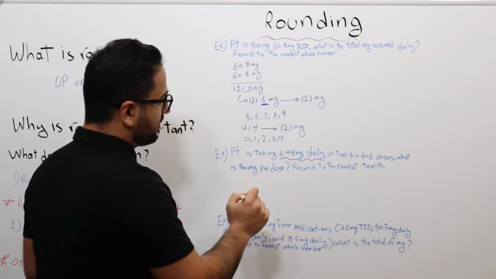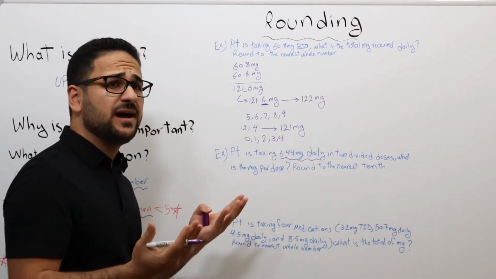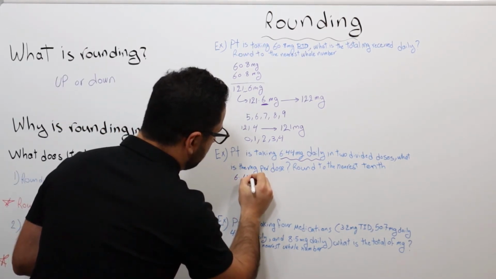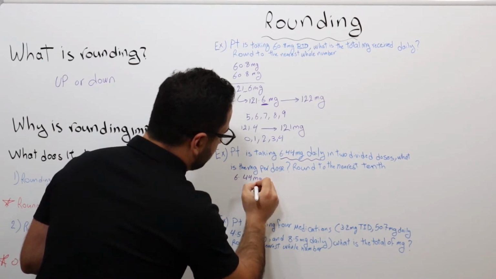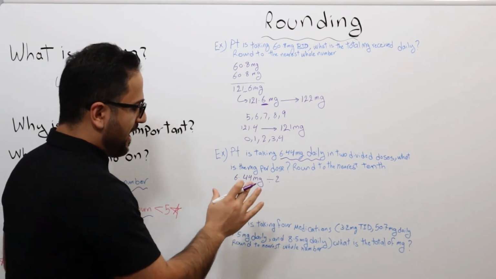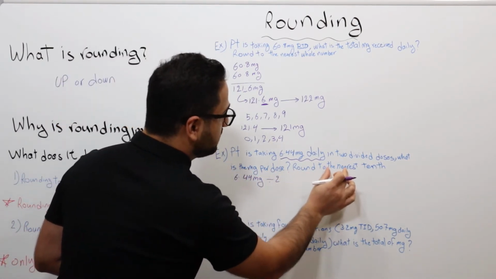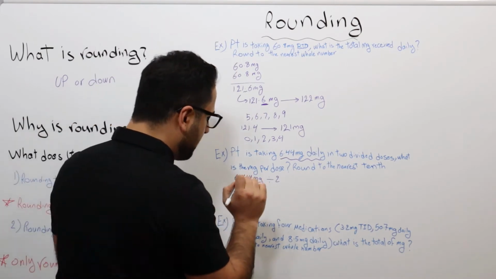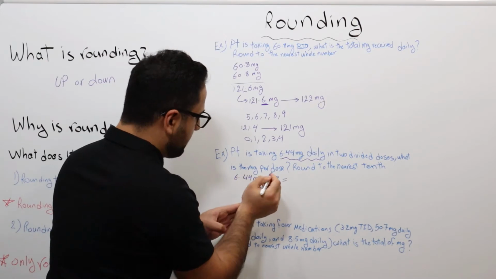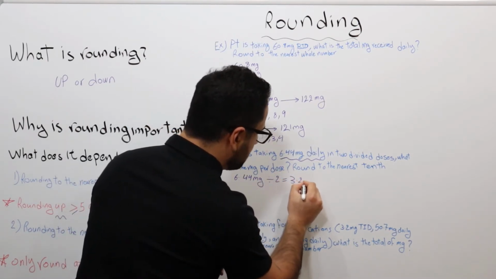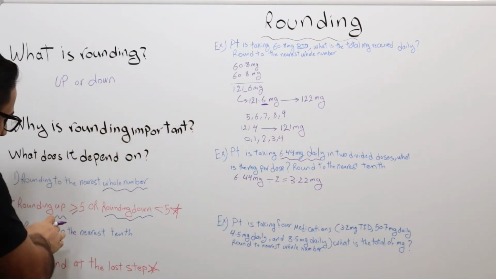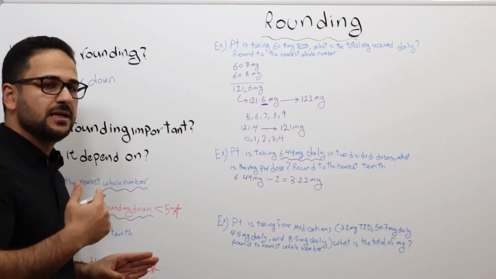What is the milligram per dose? So we're asking, what is this? Basically, it's divided into 2. So 6.44 milligrams divided into 2. And the rest of the question says, round to the nearest tenth. So let's divide this into 2. Dividing 6.44 milligrams into 2 gives 3.22 milligrams.